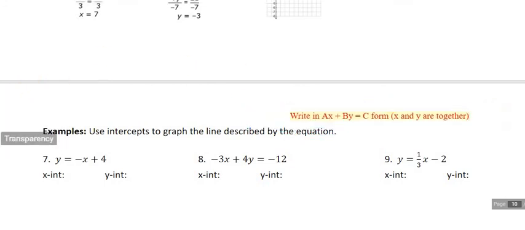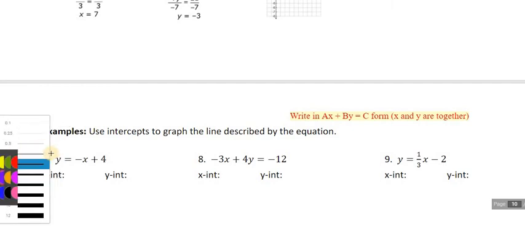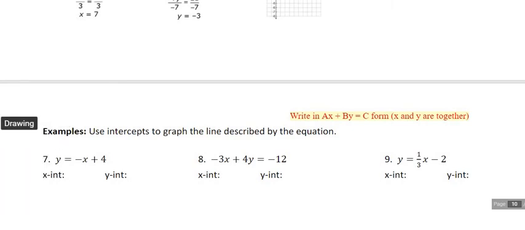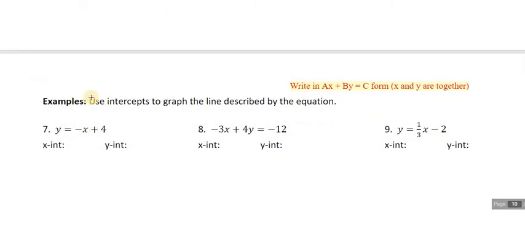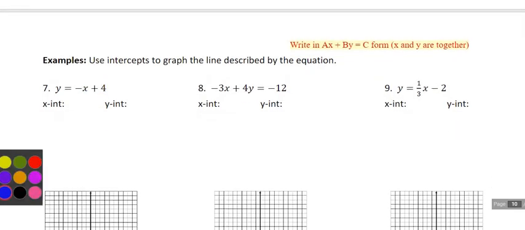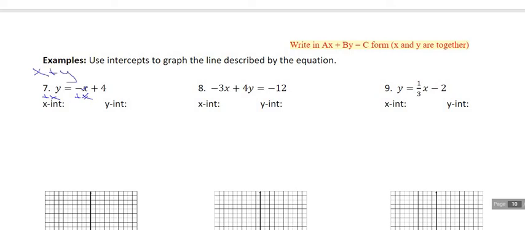So, if I look at number 7, number 7 says y equals negative x plus 4. So because x and y aren't together, I want to bring them together first. So let's first add x to both sides, which leaves me with the equation. I've got y plus x, or x plus y would be the same thing. I write it up here, equals 4. So again, that's just easier to work with.